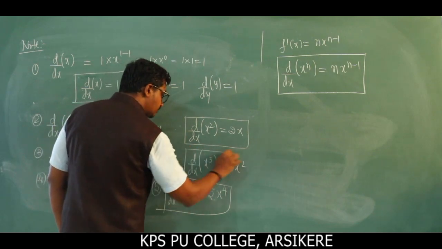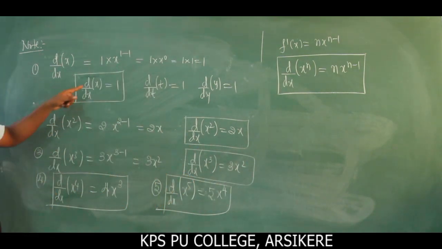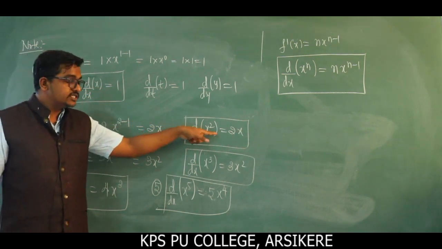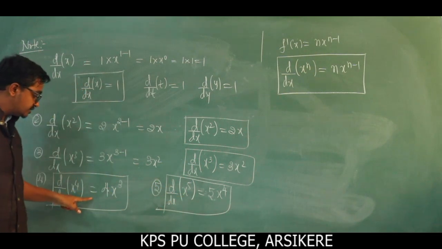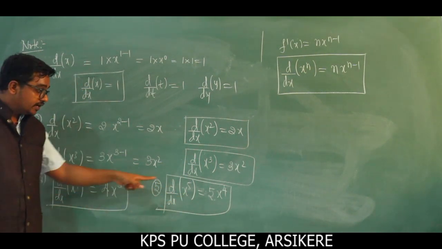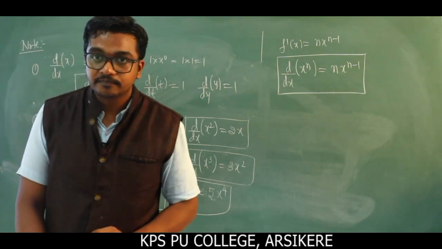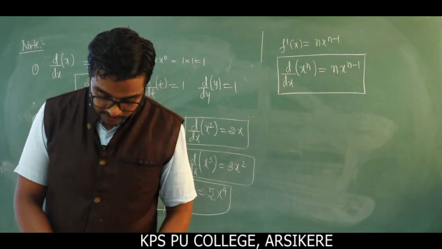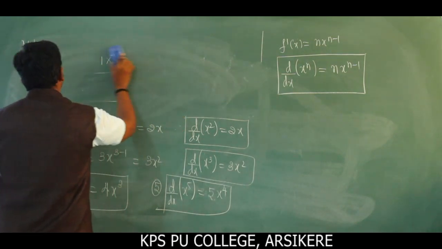These formulas are most important. d by dx of x is 1, d by dx of x square is 2x, d by dx of x cube is 3x square, d by dx of x power 4 is 4x cube, d by dx of x power 5 is 5x power 4. The fifth is done, now I will discuss the sixth one, see. This is also a very important one, note.